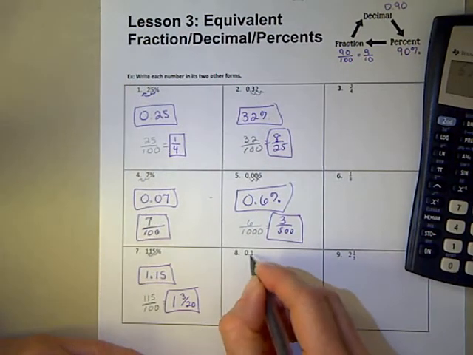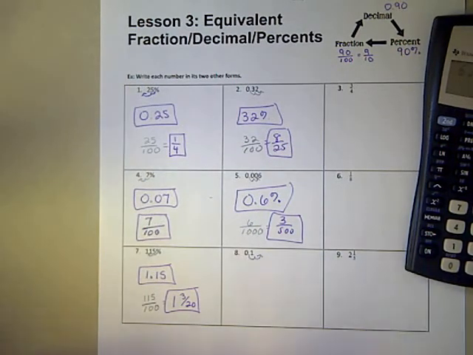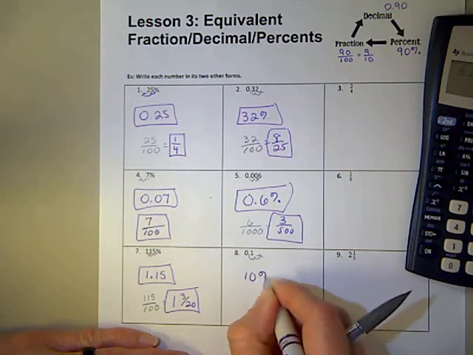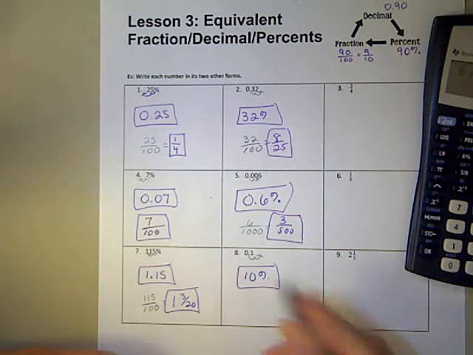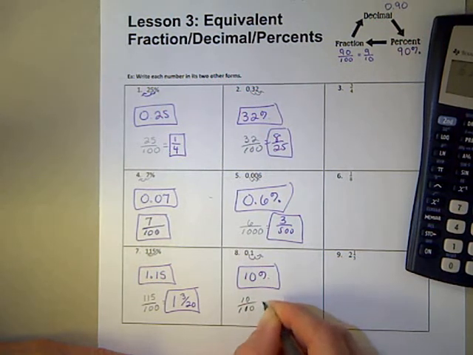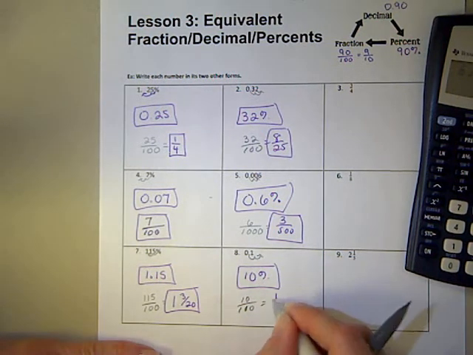Okay, 0.1, move the decimal 2 spots. That makes it 10%. Put 10 over 100. And what does that reduce to? 1 over 10.